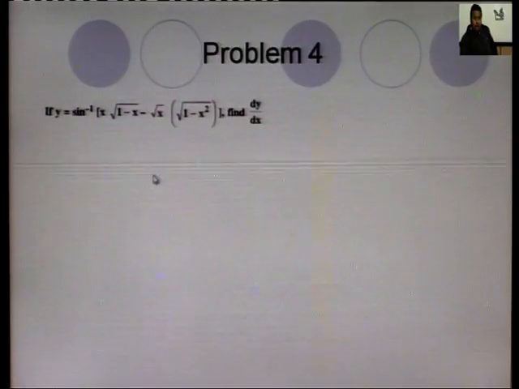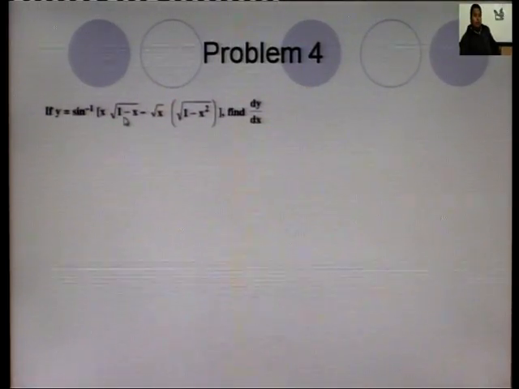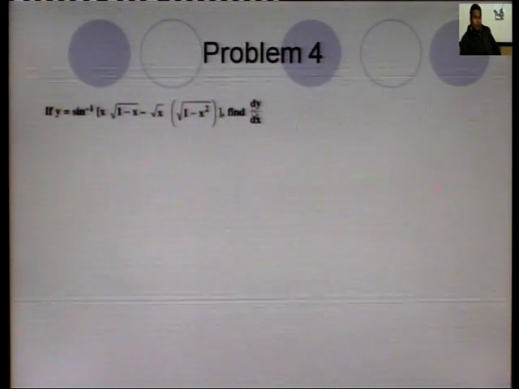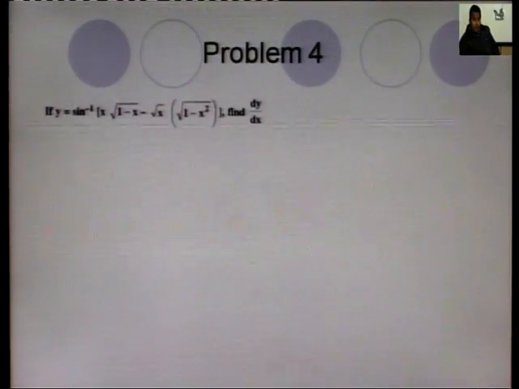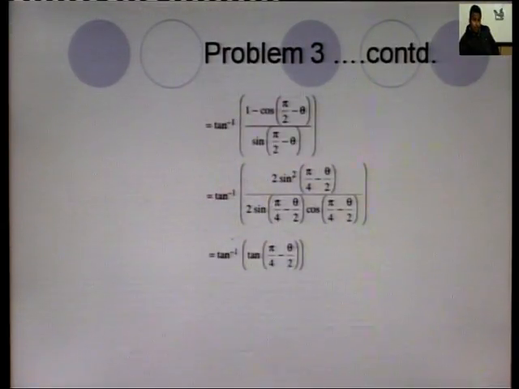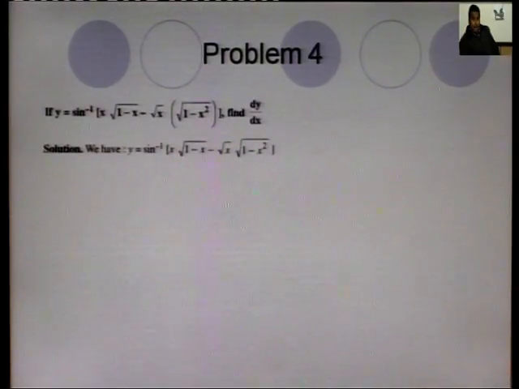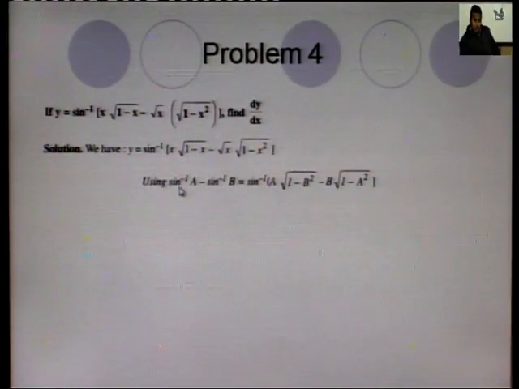Now the other problem is this: sin inverse of (x root of 1 minus x minus root of x root of 1 minus x square), find dy by dx. Now this is a different type of question. In the previous question we put the value of x equal to tan theta, but in this type of question we have to remember that sin inverse a minus sin inverse b is equal to sin inverse of (a root of 1 minus b square minus b root of 1 minus a square).